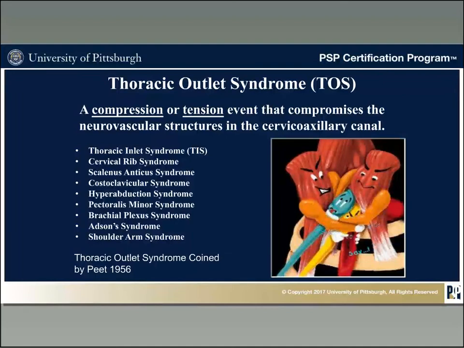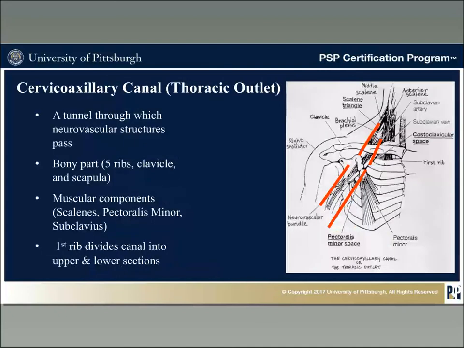Thoracic outlet syndrome is a complex array of clinical findings. Oftentimes this is thought to be a compression or a tensioning event of the neurovascular bundle as it courses through the scalene triangle and into the upper extremity. There are a variety of other factors that can be involved, and many of these are listed on the current slide. As you can see, there's a variety of other names or syndromes, sort of subtypes or subclassifications of what thoracic outlet syndrome actually is.